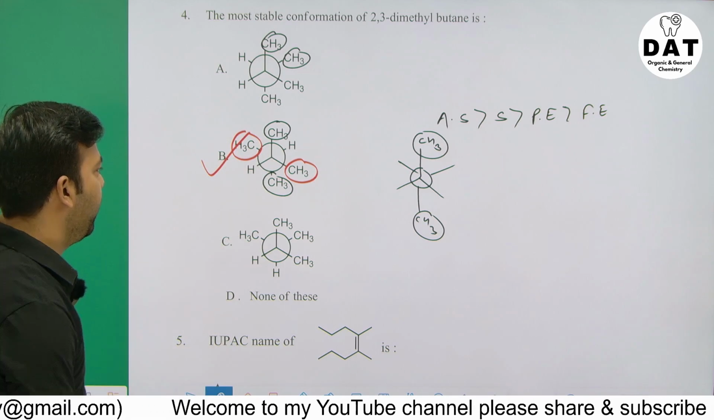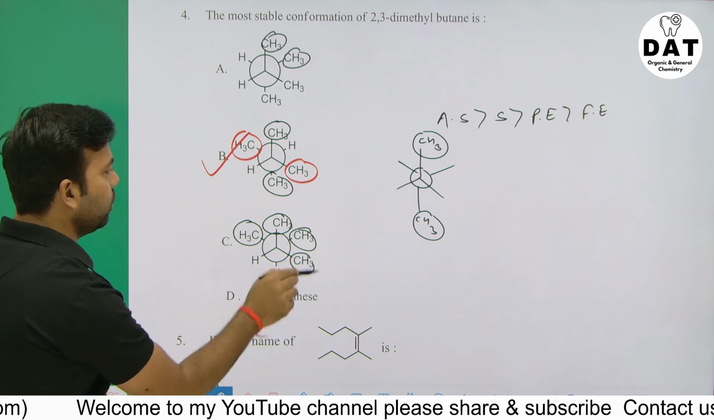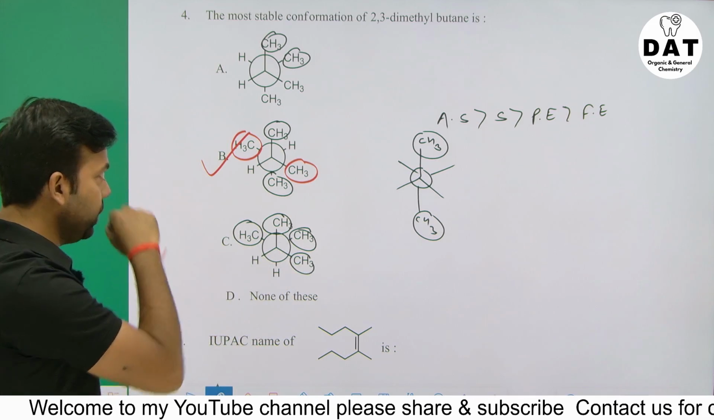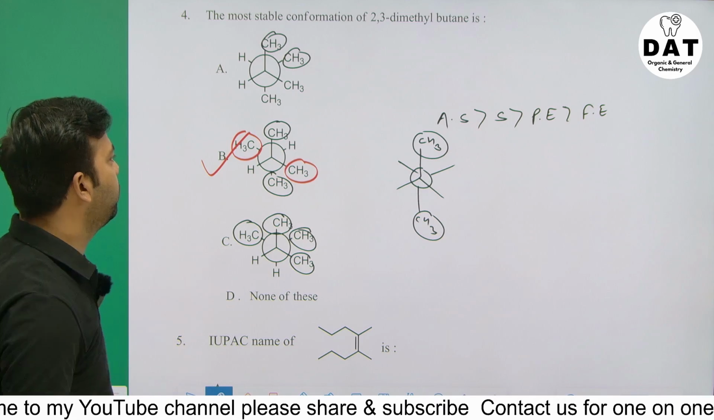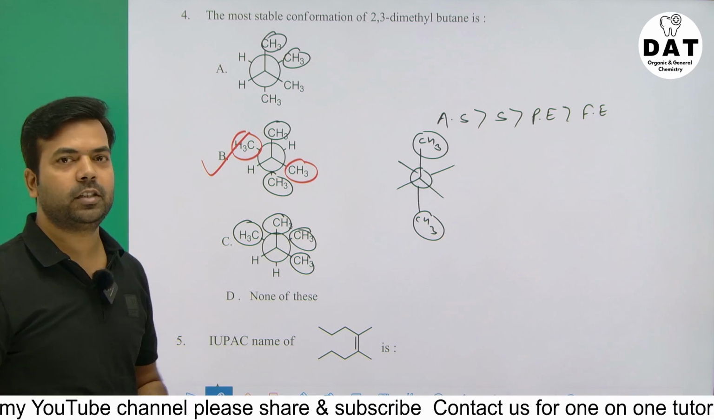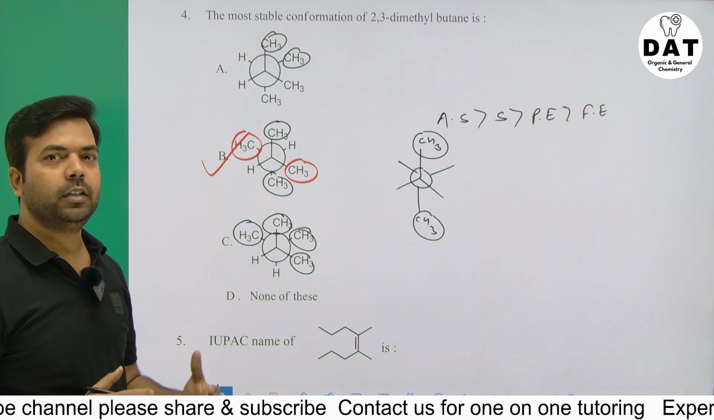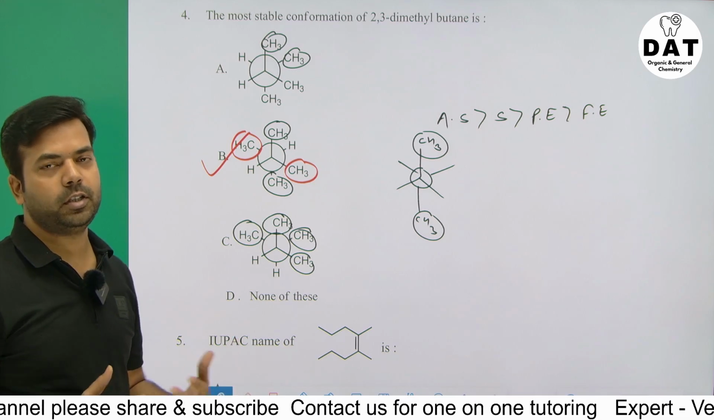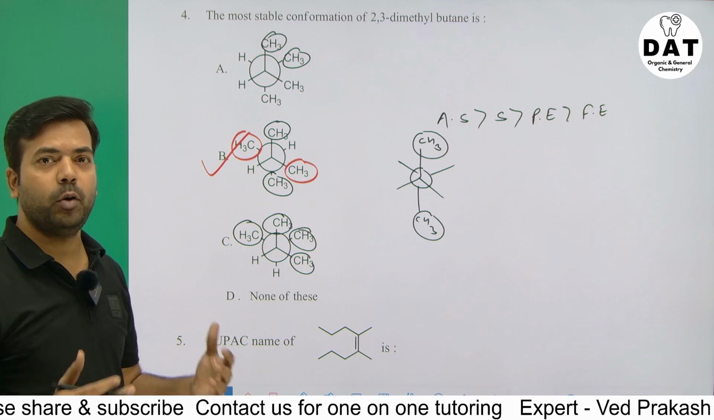Clear? And you can see here the 3 methyls are very close, in fact 4. So this is the highly unstable one. So through this you can observe this one. You have to just check the repulsion. When the groups are at 180-degree angle, then they have the most stability. If they are very close, they have high repulsion, high amount of energy. Okay.